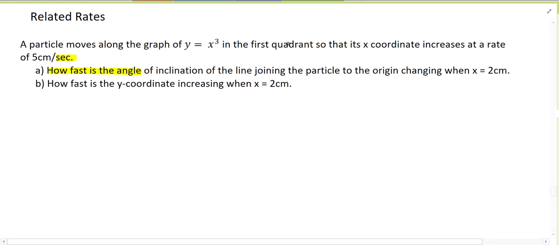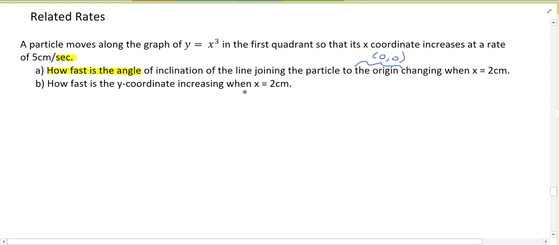So how fast is the angle of inclination of the line joining the particle to the origin? So let's dissect that. The origin is the point 0, 0. The particle is moving along y equals x cubed. So we want to find the angle of inclination of the line joining the particle to the origin, and then the rate of change of that when x is 2 centimeters. Part B, how fast is the y coordinate increasing when x is 2 centimeters?